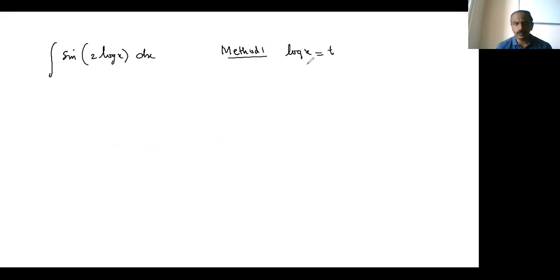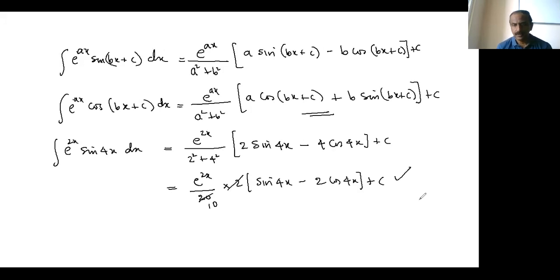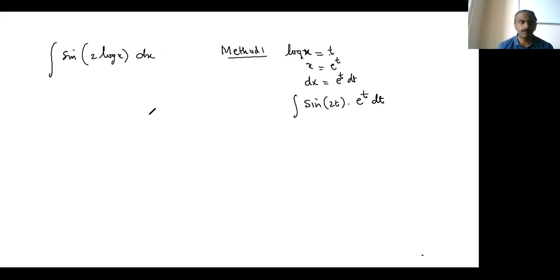Derivative is not present, so make x the subject. Now differentiate: dx equals e raised to t dt. You know by definition of log x, x can be made the subject. The base of the log will go to the base of the right hand side. So now if I replace this in the question, it will become integral sine 2t into e raised to t dt. So now this is the same as the previous problem. You can see it is the same format. This is one method of handling the problem.